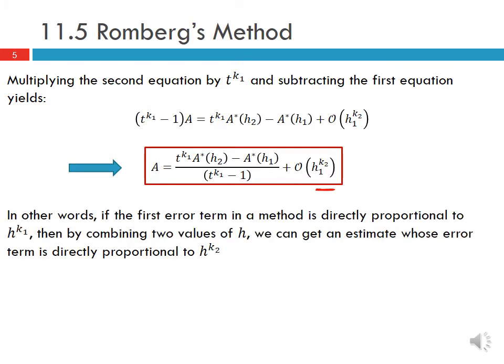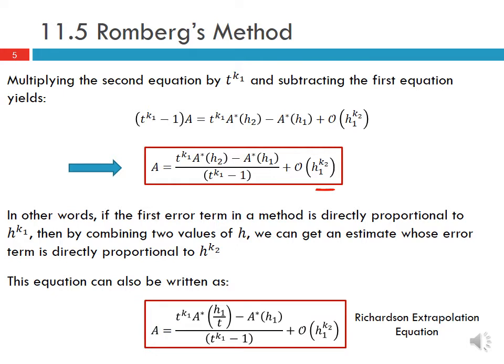So in other words, the first error term in a method is directly proportional to h to the power K1. Then by combining two values of h, we can get an estimate whose error term is directly proportional to h to the power K2. And this equation can also be written as shown here. Basically, all we've done here is replace h2 with h1 over t. And this is known as the Richardson Extrapolation equation. And this can be applied to lots of different numerical techniques.